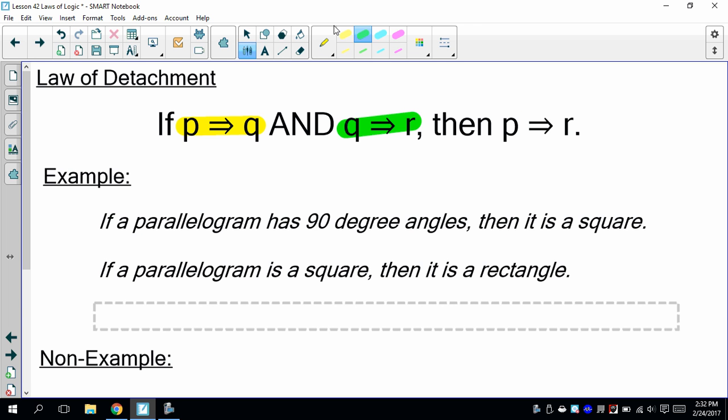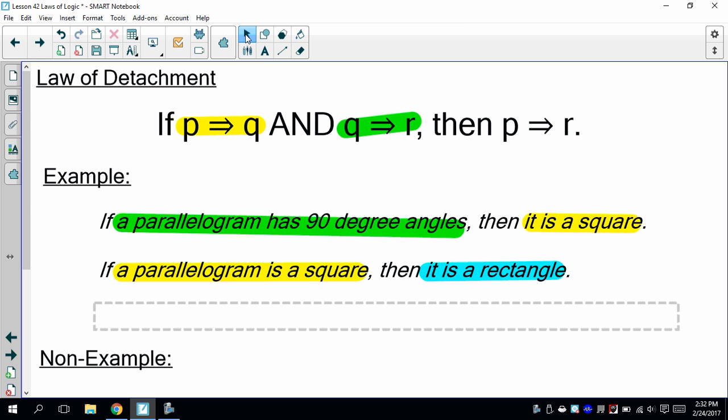So if we have two if-then statements, like I have down here in this example, I have P, which is a parallelogram has 90-degree angles, and Q is, it is a square. So that's something we've done before. Now, if we look at the second statement, the beginning of that statement is the same thing as the conclusion of the first one. So a parallelogram is a square. That falls in line with it is a square. And then we have this new thing, it is a rectangle. Then we can sort of cut out the yellow part.